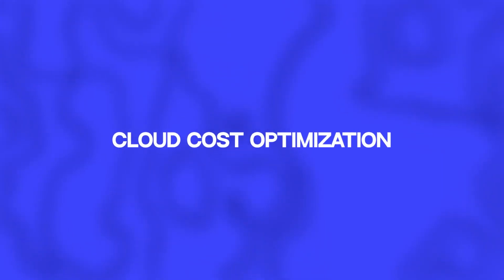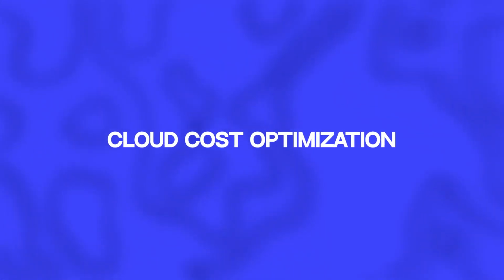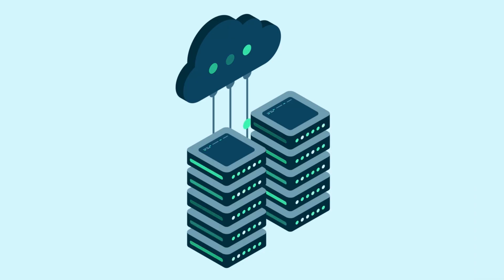Now we move to the second category of KPIs, cloud cost optimization. By focusing on key performance indicators for cloud computing, companies can achieve a balanced approach that considers savings, operability, and security. Let's look at several important KPIs and their significance.